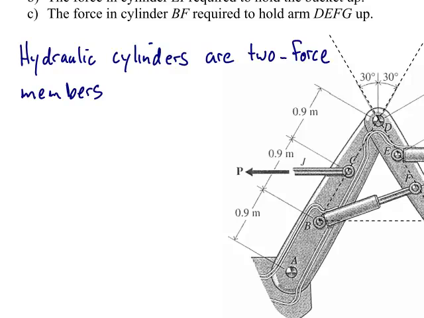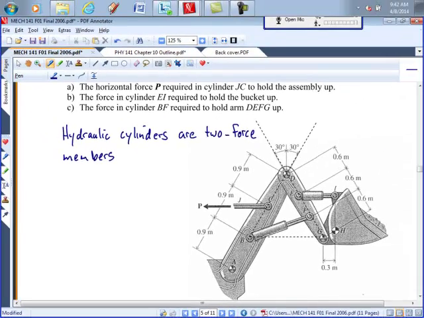So if I do a free body diagram of the whole assembly, I'm going to have three weights acting on it. I'm going to have the horizontal force P acting on it, and then I'm going to have only two other components of reaction. Where are they going to be? I'm going to have X and Y components at the pin joint at A. Okay, so I could do that.